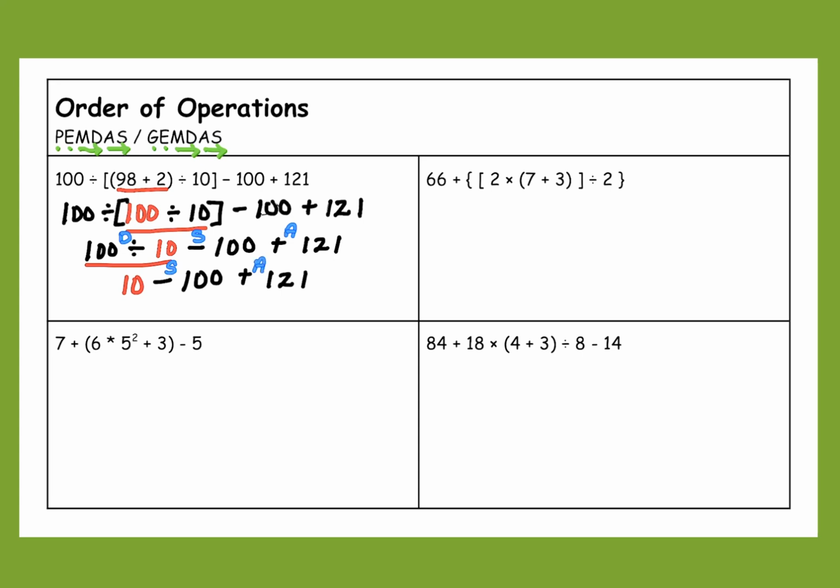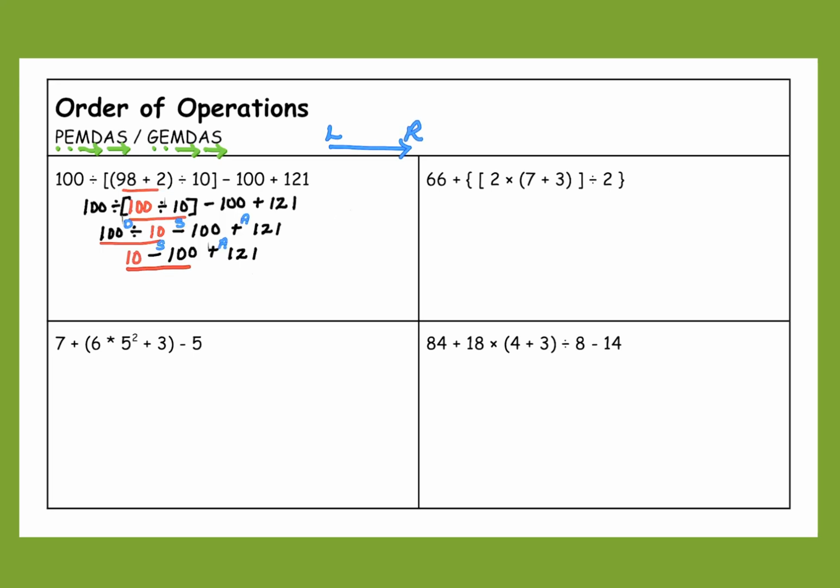Lastly, we have addition and subtraction from left to right. So in our problem, subtraction is on the left, and we do that first. 10 minus 100 is negative 90. We remember to bring everything else down. Addition is our last step, so negative 90 plus 121 is 31. We have more positives than we have negatives, so this answer is a positive 31.